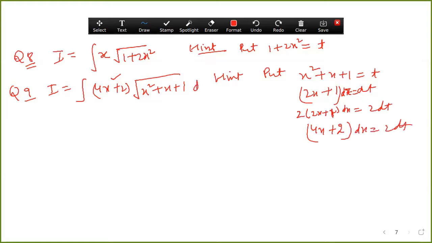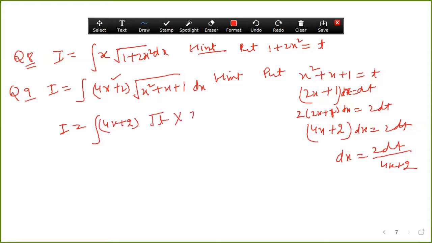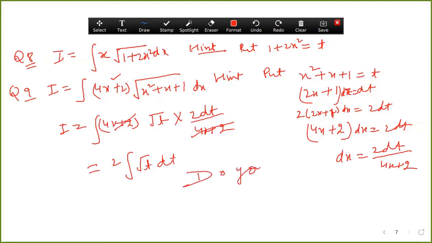So now I just have to give you the idea. The question becomes dx is equal to 2 dt upon 4x plus 2. Now the question has 4x plus 2, and this becomes root t, and the value of dx is 2 dt upon 4x plus 2. This is cancelled by this. Now the question becomes 2 integration of root t dt. I think you can do it now. Do your own now.